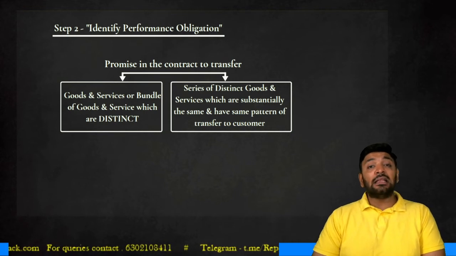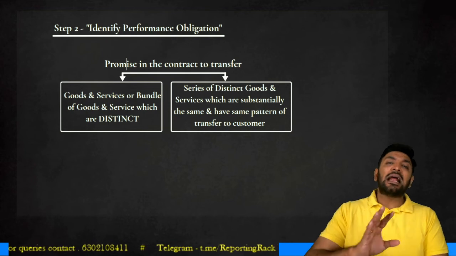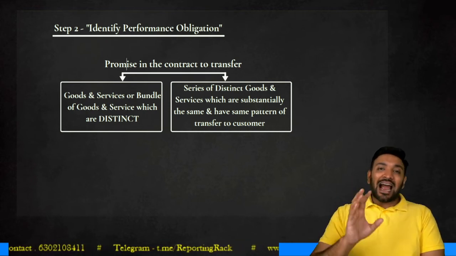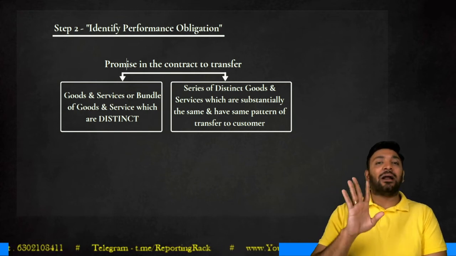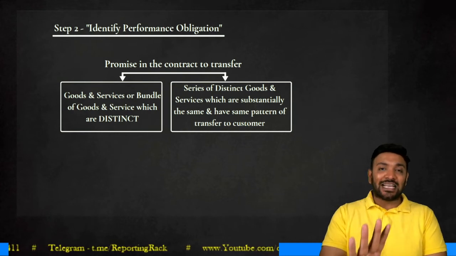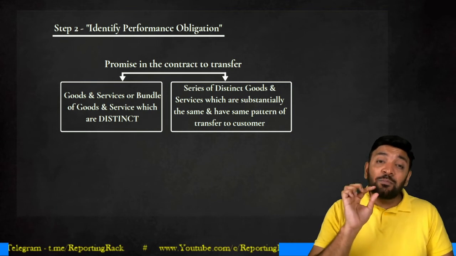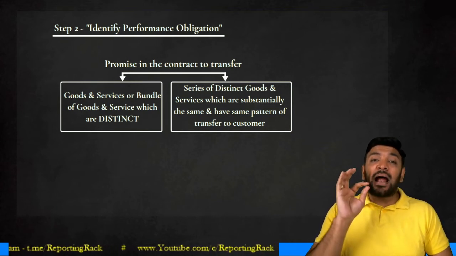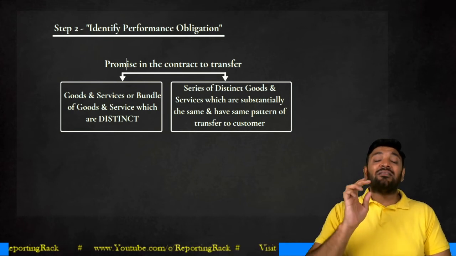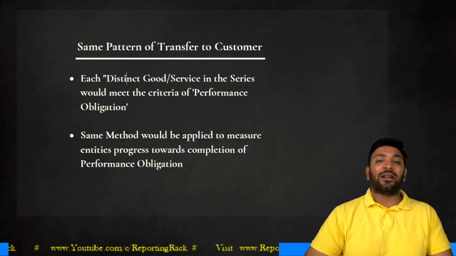So what is happening? They are a series of distinct goods and services, but substantially they are the same, because they deliver that day's news and it is generally printed in the same format. There is no significant difference in these items. They are substantially the same, but they are distinct goods and services. But the last part I'm talking about is that they have the same pattern of transfer to the customer. What do you mean by this? Now this has to be explained.